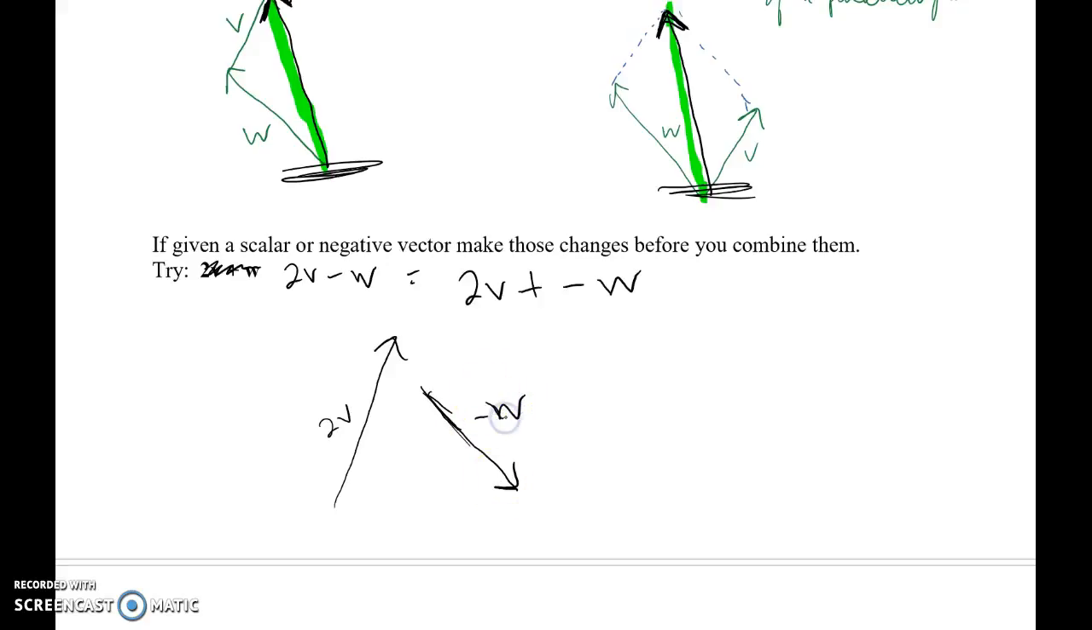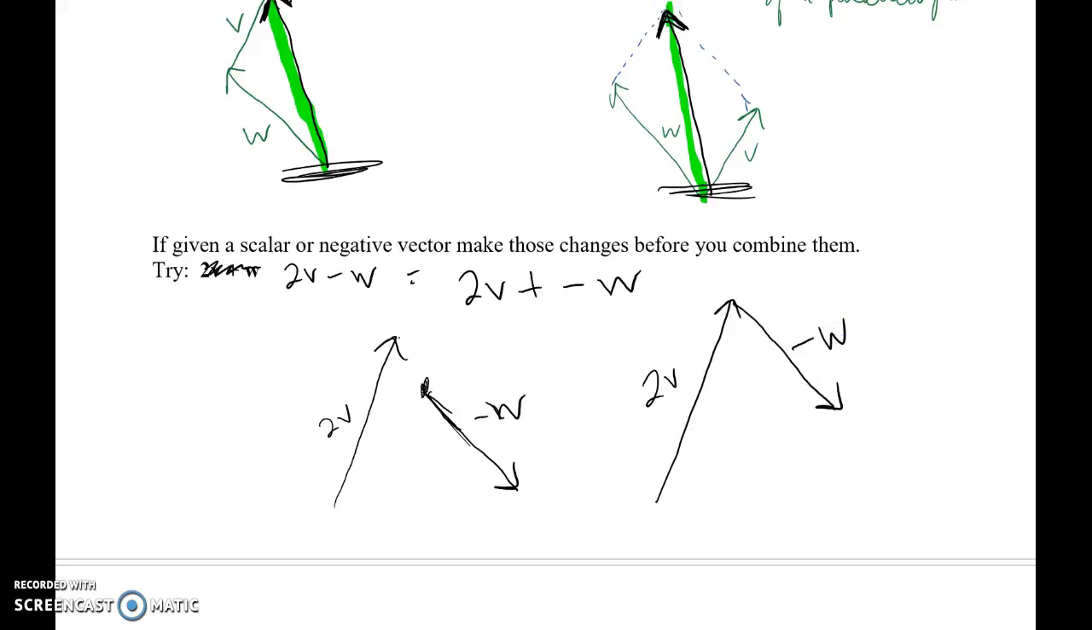Now to put those together, I'm going to use one of my methods from above. I already told you guys I liked the triangle method better, so that's probably what I'm going to do. I'm just going to pick up this negative w, and stick the tail of it on the head of this guy. So here's my 2v. Here's my negative w. And I've put them together head to tail.